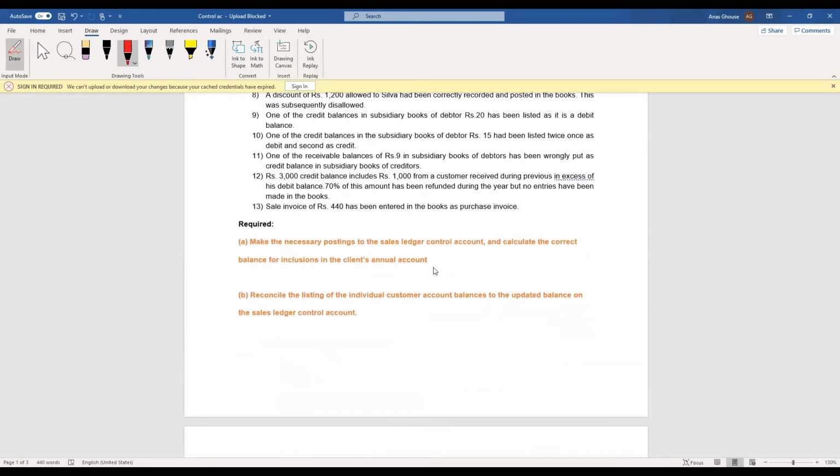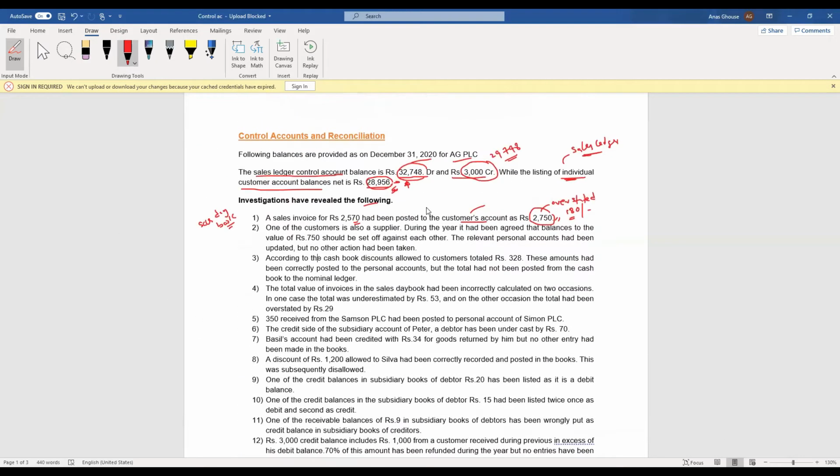Let's see what is required. Required is to make the necessary posting to the sales ledger control account and calculate the correct balances for inclusion in the client's annual accounts, and also reconcile the listing of individual customer account balances to the updated balance on the sales ledger control account. So these two balances should match.